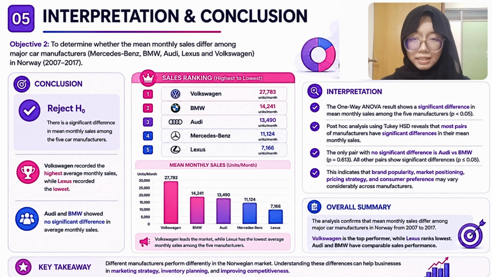Based on the overall analysis, we conclude that the mean monthly sales differ significantly among the 5 major car manufacturers. Among the manufacturers, Volkswagen recorded the highest average monthly sales, while Lexus recorded the lowest. In addition, the Tukey HSD analysis shows that Audi and BMW have similar average monthly sales, whereas all other manufacturer pairs show significant differences. Overall, these findings suggest that consumers' preferences and market performance vary across manufacturers in the Norwegian market during the study period.